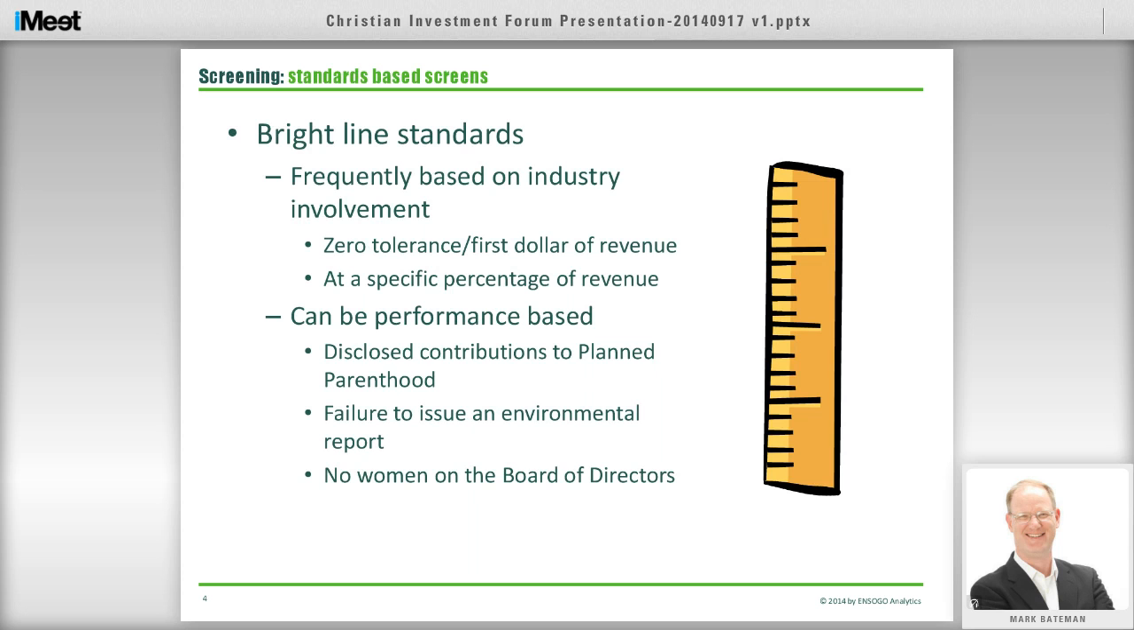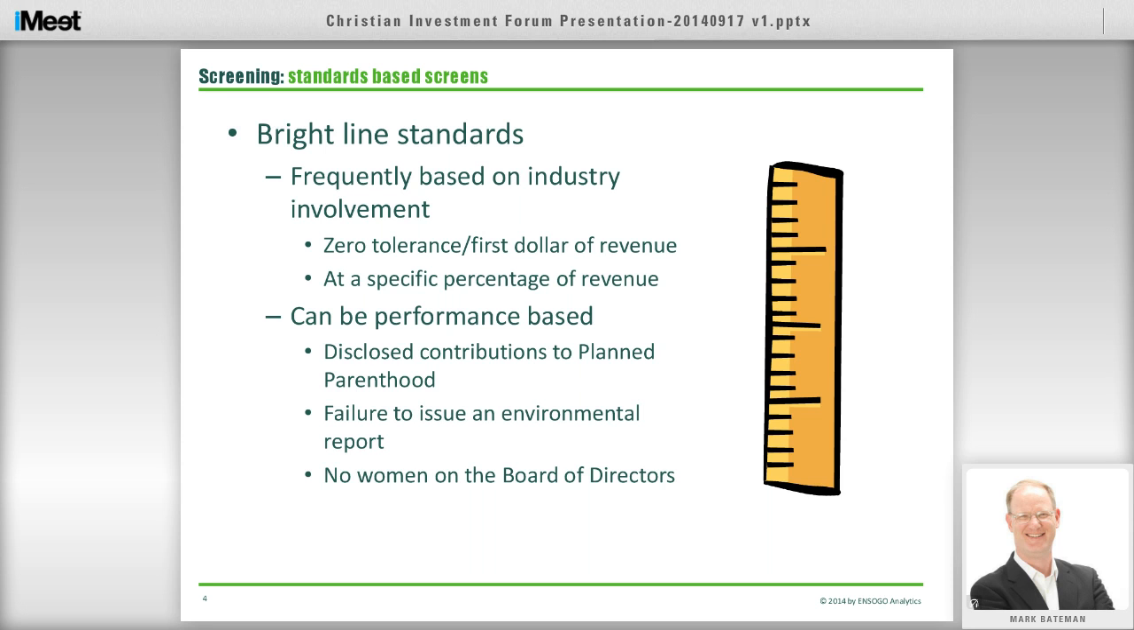So I want to start with one of the core concepts and one of the most frequently requested concepts when you're looking at values-based investing or biblically responsible investing, and that's screening. One of the first ways in which screening can be applied is what I call a bright line standard, that there is a very specific criteria that is applied. It has a very specific definition, and this helps you remember that this is a standard instead of comparative kind of concept.